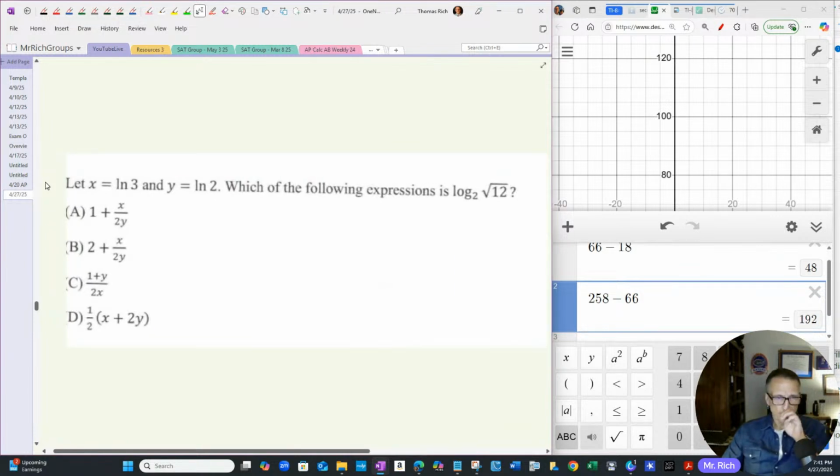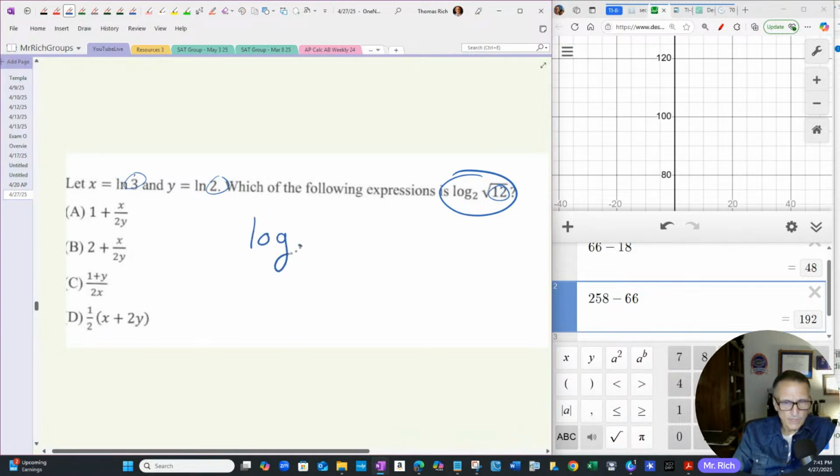Let x equal natural log of 3 and y equal the natural log of 2. Which of the following expressions is log base 2 of the square root of 12? Well, I noticed that I've got 3's and 2's and I got a 12 in here. So I think what I'm going to be doing is rewriting this first as 12 to the 1/2 power. I will then use my properties of logs and call this 1/2 times log base 2 of 12, like that.